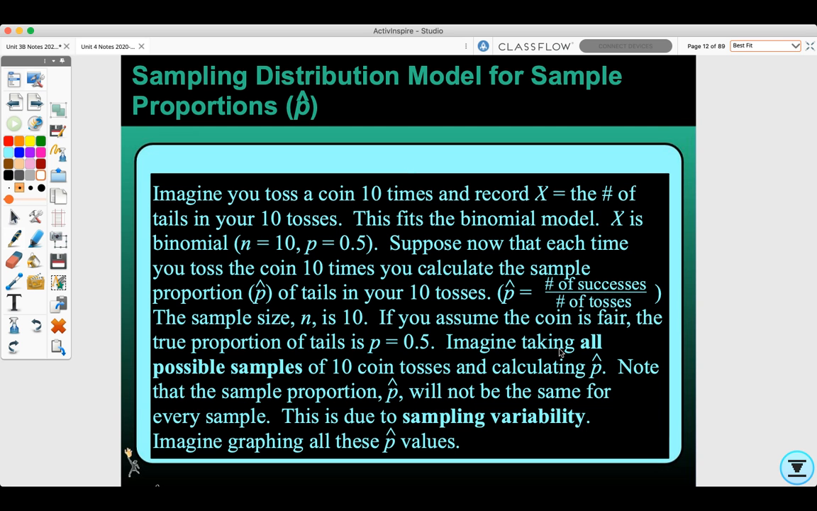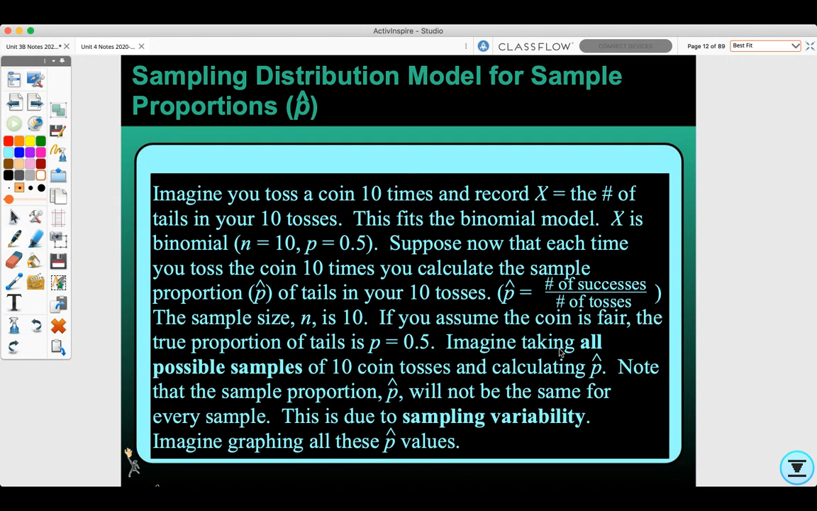Sample and distribution model for sample proportions, p-hat. Imagine you toss a coin 10 times and record x, the number of tails in your 10 tosses. This fits the binomial model. X is binomial with n equals 10 and p equals 0.5.